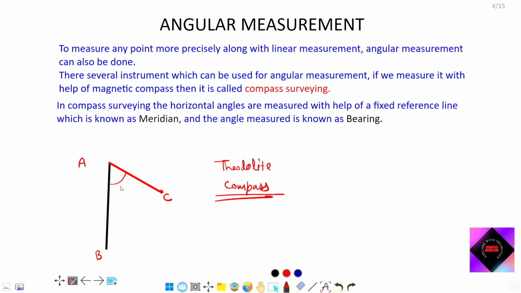Now, for angular measurement, we need a reference line. For example, in this example, AB is the reference line, and with the help of this reference line, we measure the angle. In surveying, this reference line is known as the meridian, and the angle measured is known as the bearing. So from now I will talk in terms of meridian and bearing only.